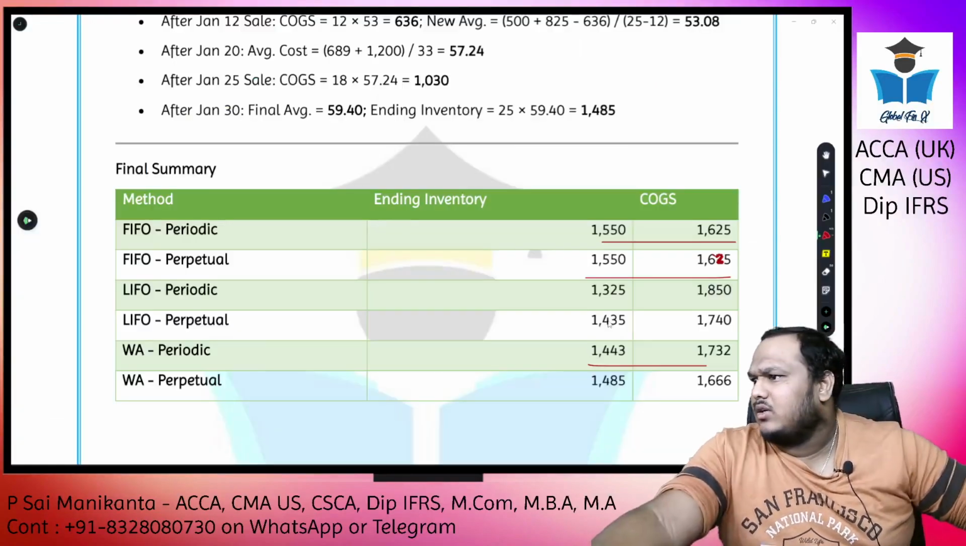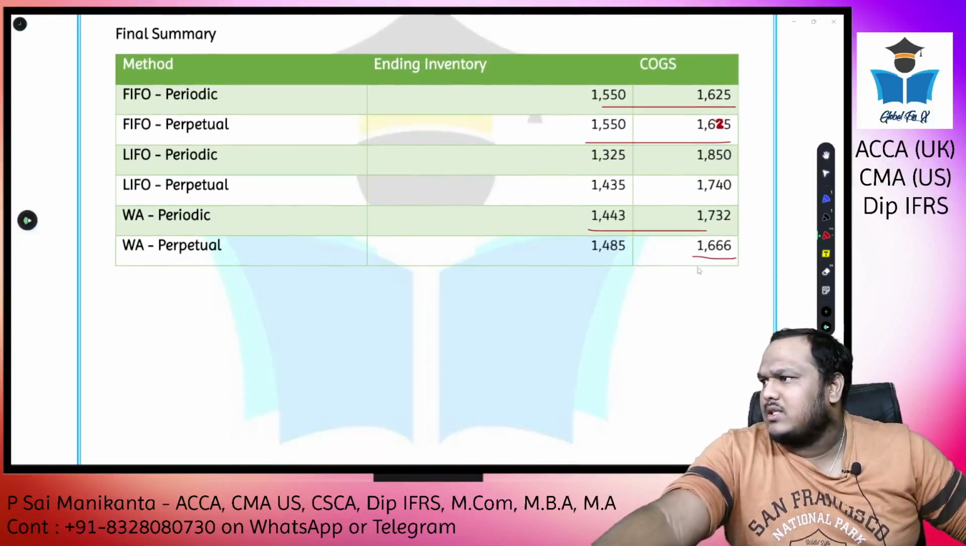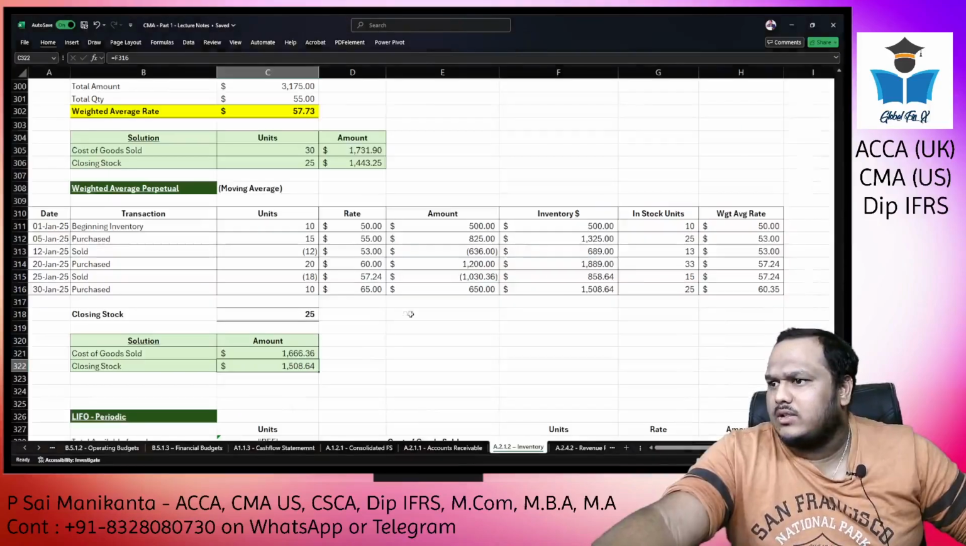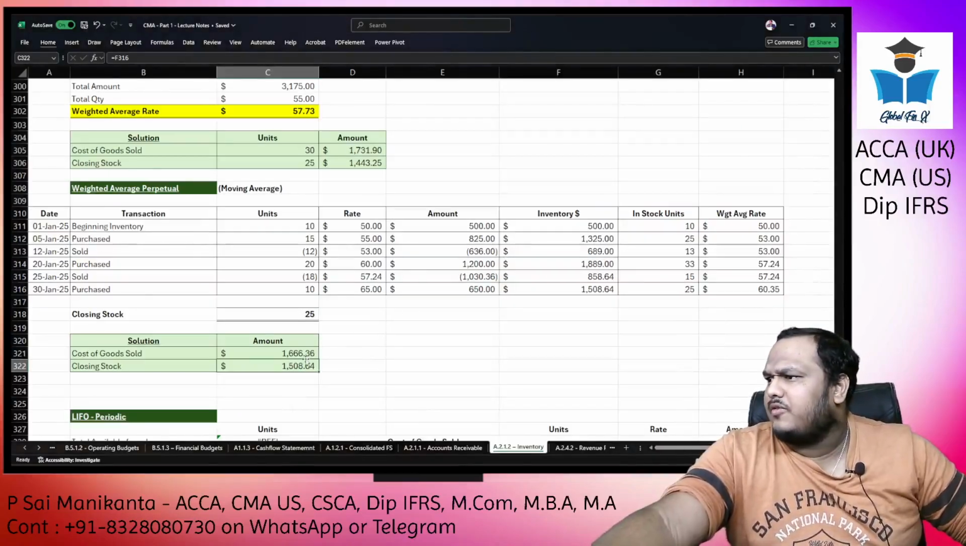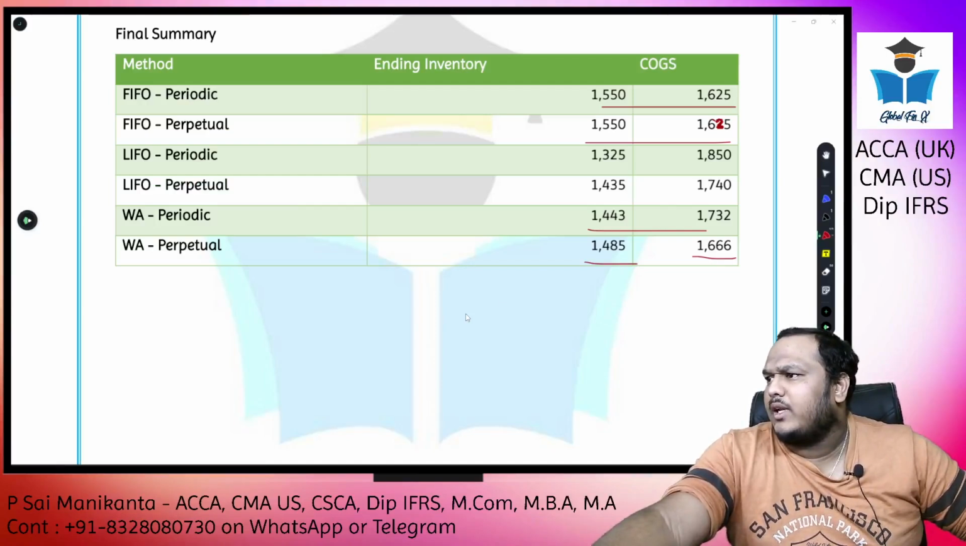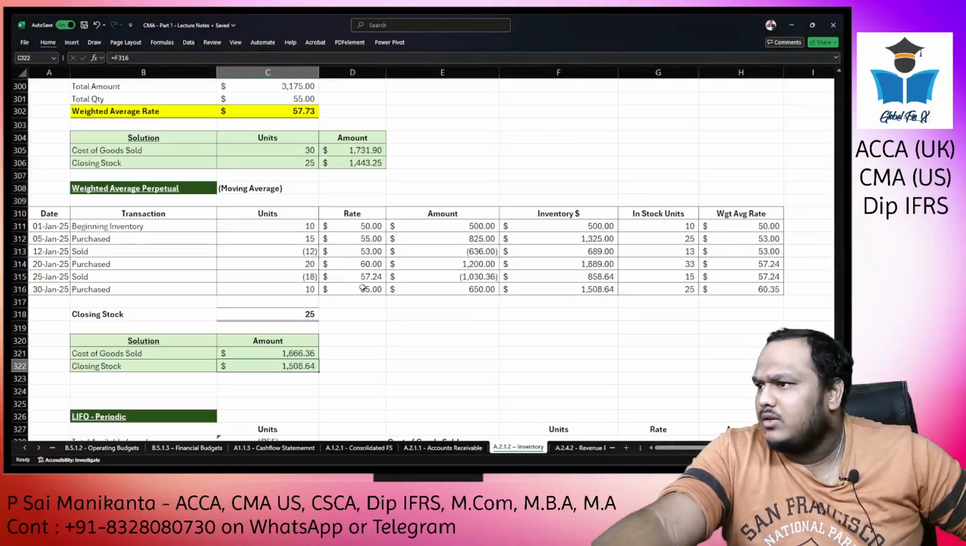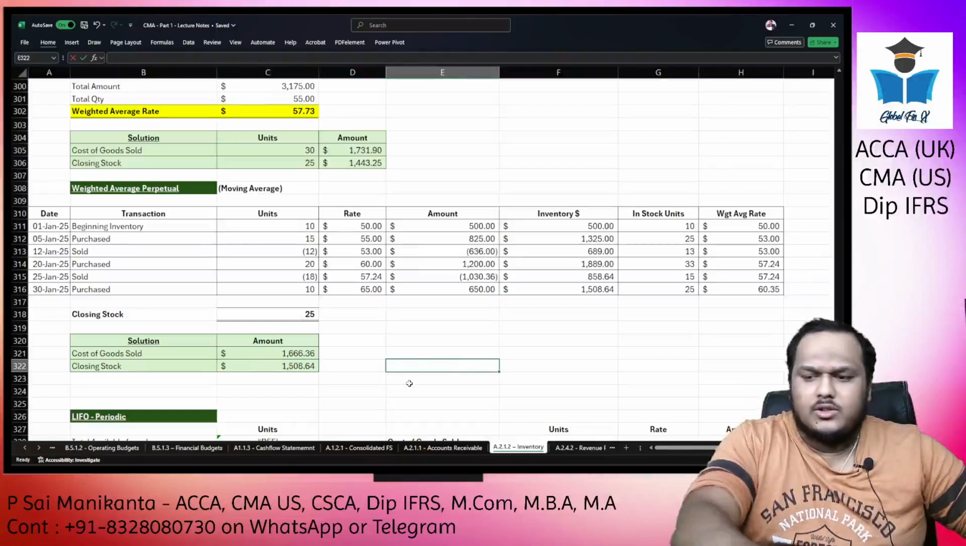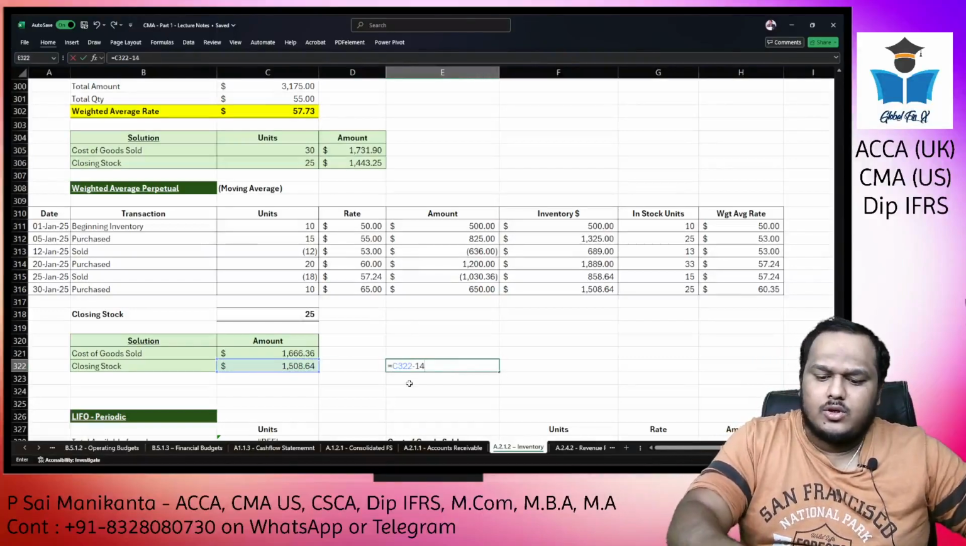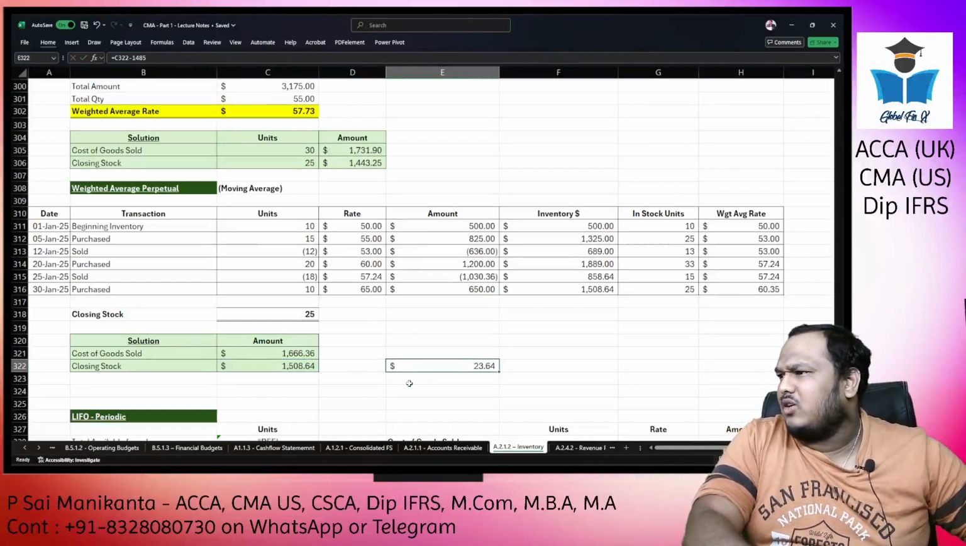Is that close enough? 1666, COGS is correct. Closing stock 1508. Why did I get 1485 in the material? How much is the difference? $23 difference. How come?